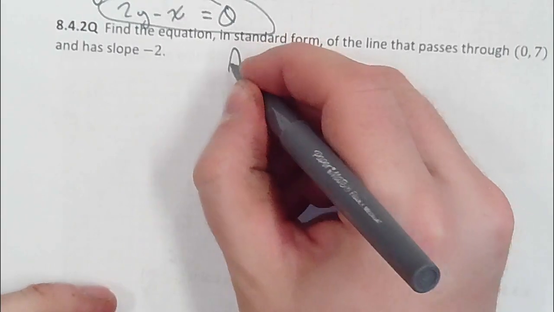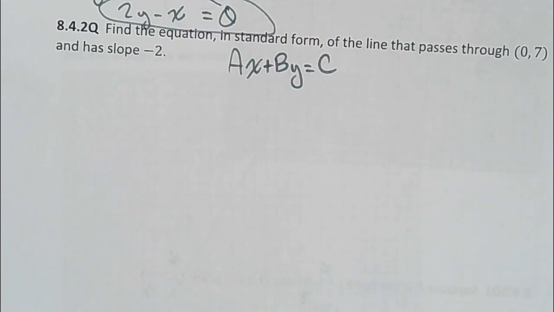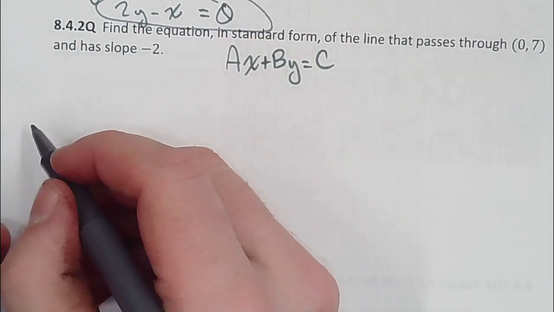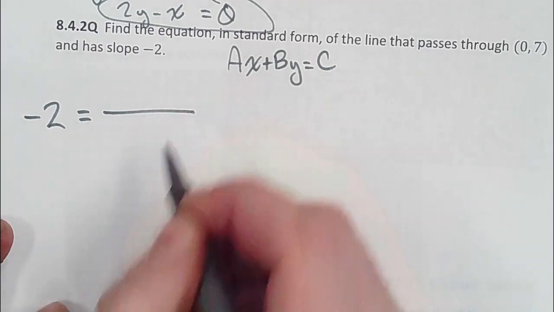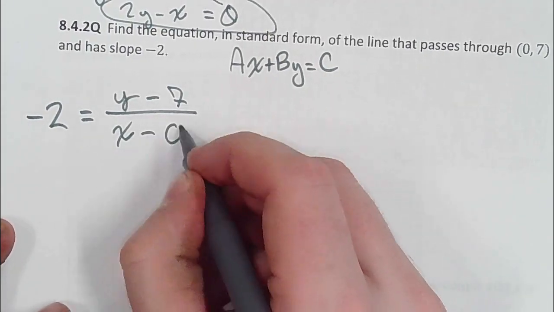Find it in standard form again. Make sure x and y, no division. We know it goes through 0, 7 and has a slope of -2. Now, there's a couple ways to do this. Last time we had to find the slope. Well, they gave us the slope. We know the slope between any of our points and a point we know will always be -2.